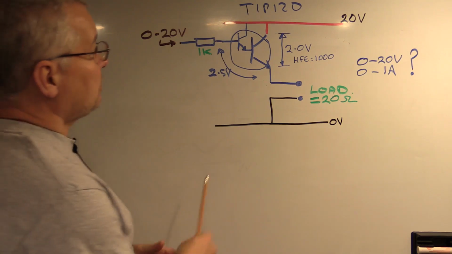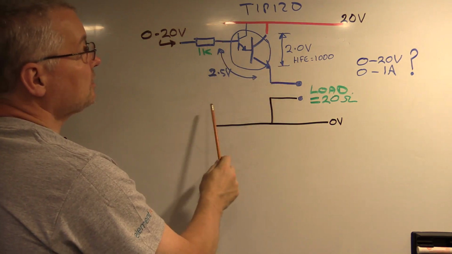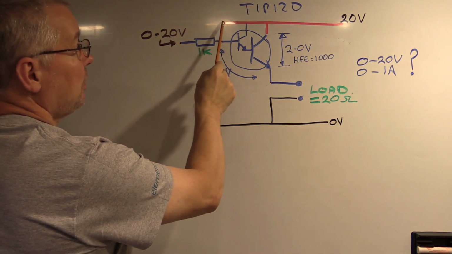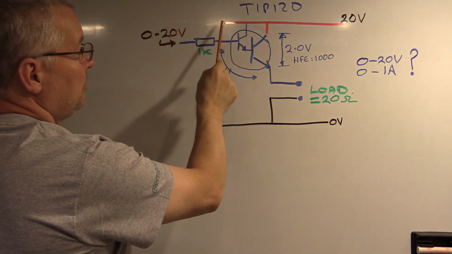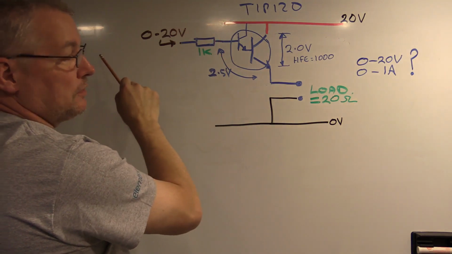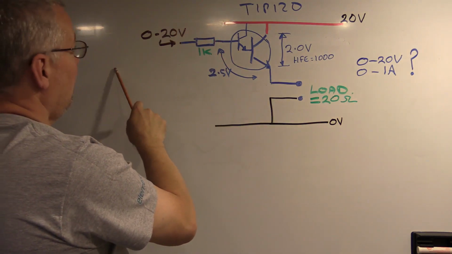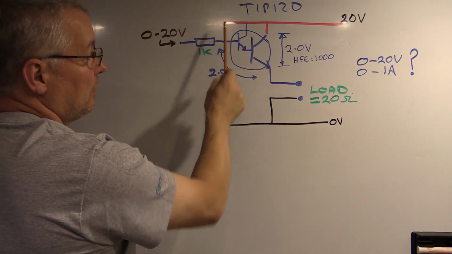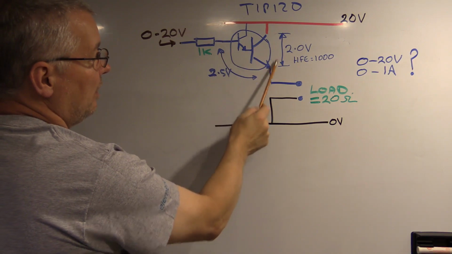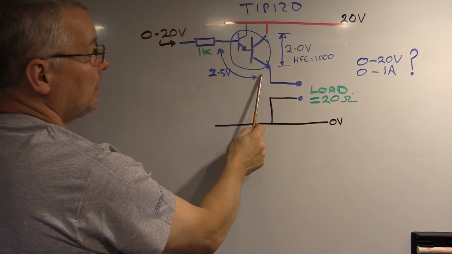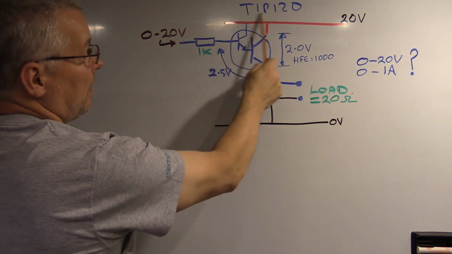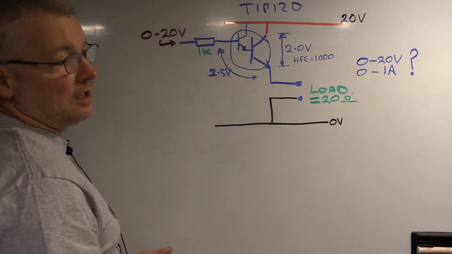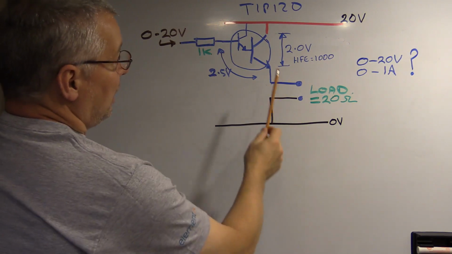Okay, so I've just basically scribbled up a very simplistic view of a power supply. We've got a 20 volt supply here, which is our input to the power supply from our transformer, rectifier, smoothing stage. We're going to go into that in another video. So let's just assume we have 20 volts here for the moment. We've got 0 volts here. We have our NPN Darlington transistor in the middle here. We're going to use the TIP120 as a typical device because it's quite popular and relatively cheap. You can get them for less than a couple of bucks each.